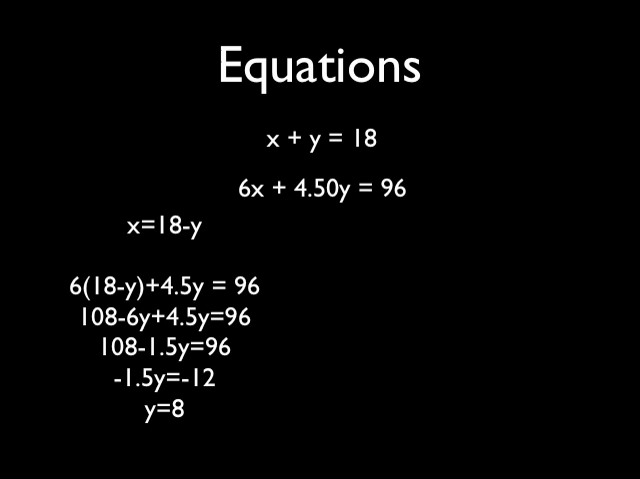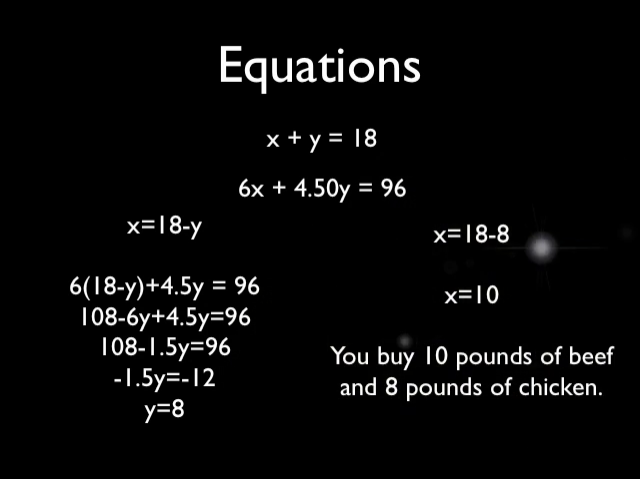I plug that into the other equation. Since I solved for X in the first equation, I plug it into the second equation. 6 times 18 minus Y plus 4.5Y equals 96. Distribute and combine like terms. So I have 108 minus 1.5Y equals 96. Subtract 108 from both sides and then divide. So I get Y equals 8. Back substitute, and I get X equals 10. So I know that I bought 10 pounds of beef and 8 pounds of chicken.